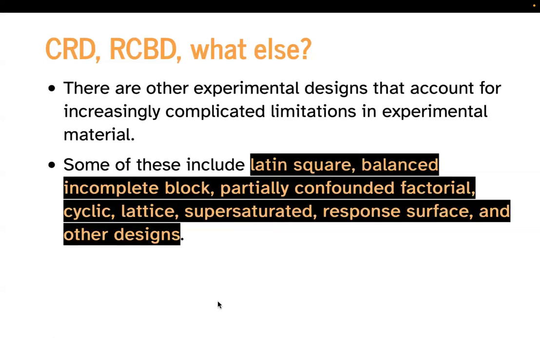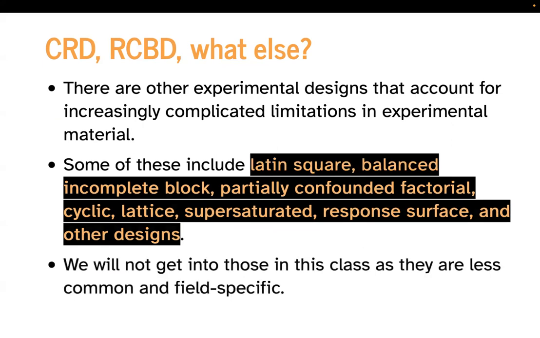There are balanced incomplete blocks, partially confounded factorial, cyclic, lattice, supersaturated, response surface, and the list goes on and on. There's a whole course just on experimental design where you can learn about all of these. And again, we're not going to be covering them in this class, but I do want you to at least know that they're out there in case you ever need them. There are classes, you can Google it, there's ChatGPT, there are books that you can learn from. But really the most commonly used are CRD and RCBD, and that's why we're covering them in more detail.